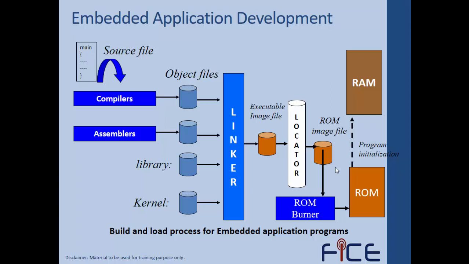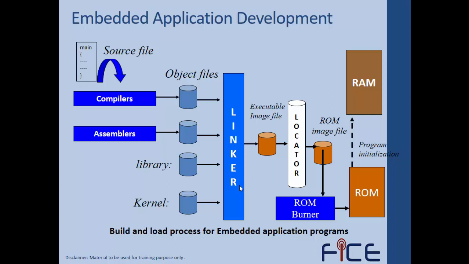First we have the source file. The source file can be in C, C++, Java, or some other programming language. Then we have the compiler. The compiler converts this higher level language into machine language, and that is called the object files. Then we have assemblers and the linker. These object files are given to the linker, along with the assembler output, libraries, and kernel. The linker links all these things and creates one executable image file.